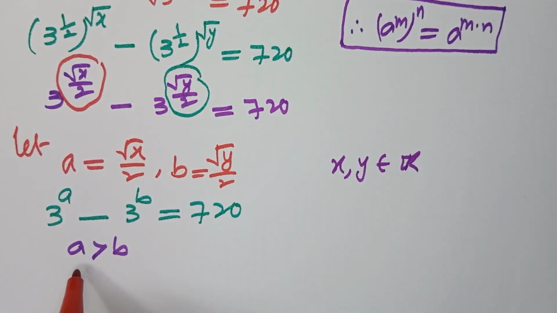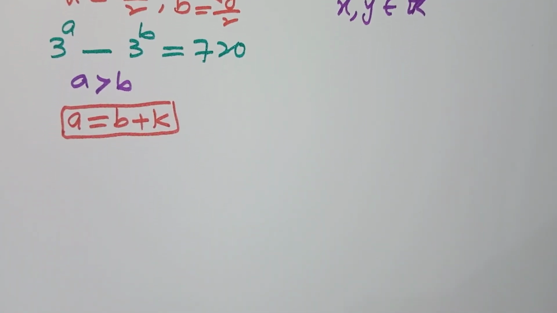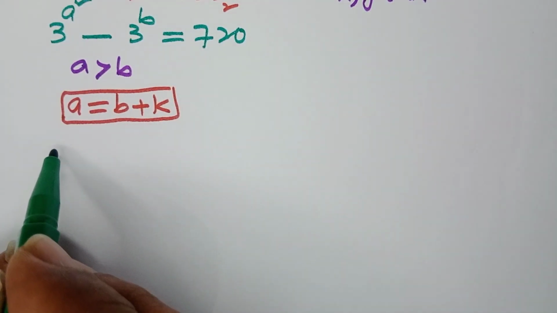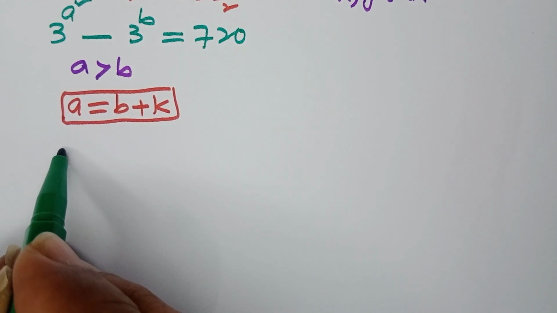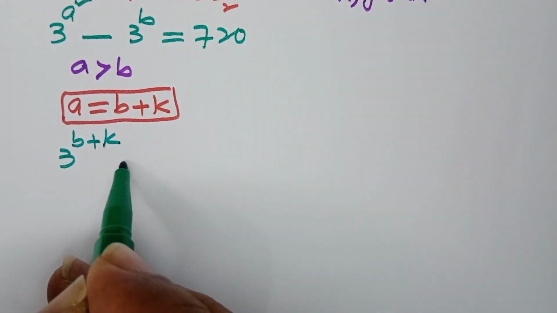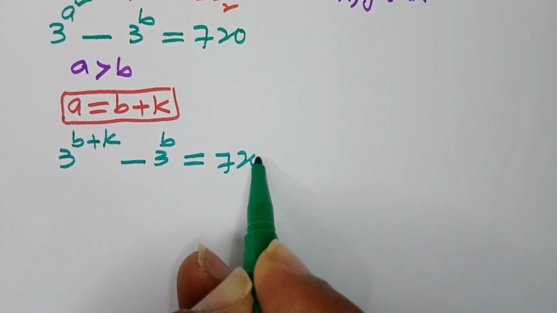Now this inequality changes into equality. We have to add any general number. We can say a is equal to b plus k. So here k is any real number. Now this a is replaced by b plus k. So we have obtained 3 power (b plus k) minus 3 power b is equal to 720.